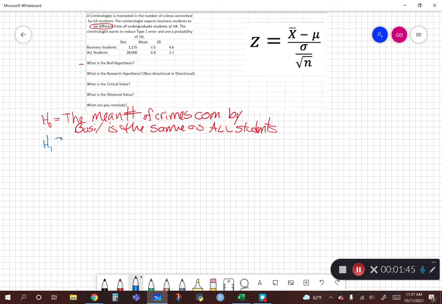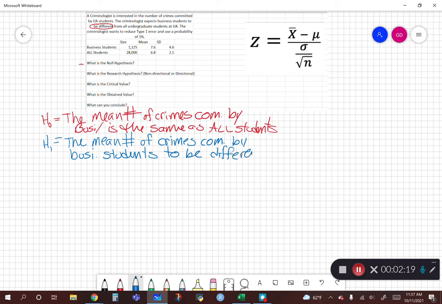Now our research hypothesis, keep in mind, this is where I said we expect it to be different. We don't specify a direction. We just are expecting a difference at large, and that's what we're going to see if we can find support for or not. So here we expect the mean number of crimes committed by business students to be different. Again, keywords just saying different, not specifying a direction, to be different than all students, our population here.